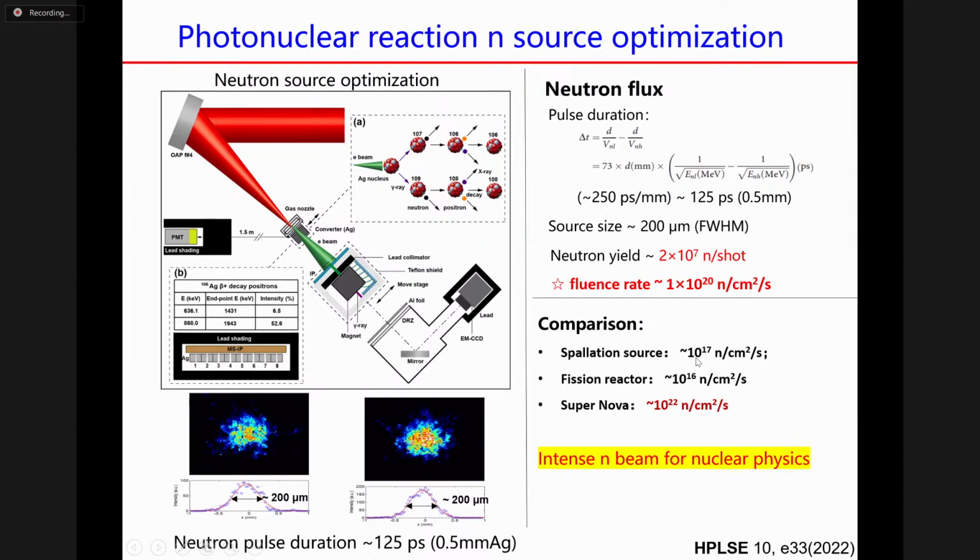Actually, it's 3 orders higher than the simulation source, for example the Dongguan simulation source, and it's close to the supernova, 10^22. So this kind of source has the potential to be used to study the s-process or the rapid process of neutron absorption.